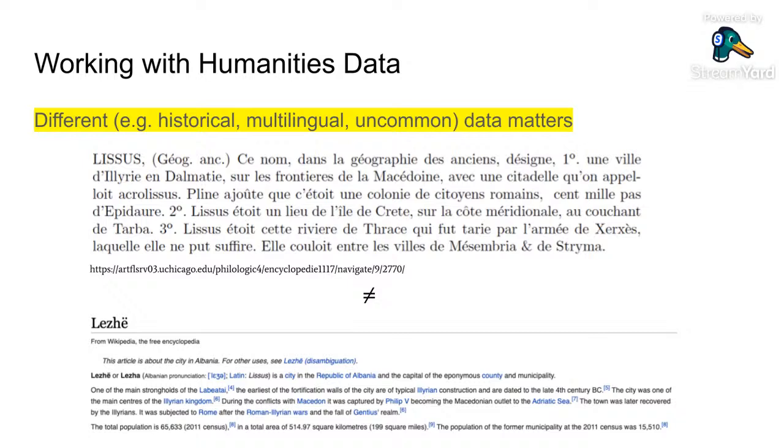So below, you see an article for what is certainly at least one of these attestations of Lissus from Wikipedia. And one of the things that we really struggle with in trying to translate historical information about place into machine-readable data is that we often lack resources that account for the complexity of the information about historical place, like in this example.